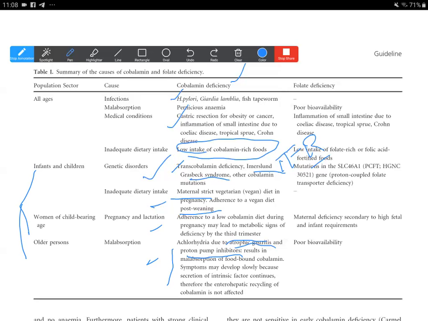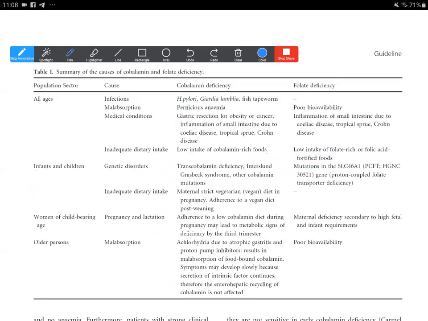Then in all other causes, malabsorption due to pernicious anemia and medical conditions like not only the gastric causes, gastric secretion of intrinsic factor, but also its absorption in the ileal mucosa. These need to be taken into account.